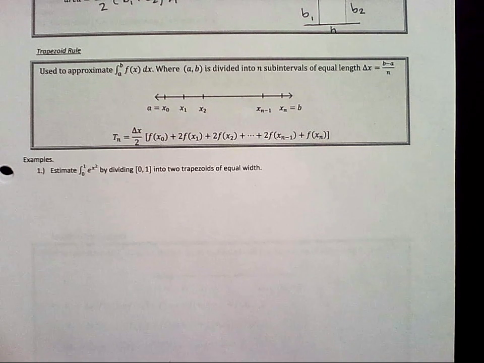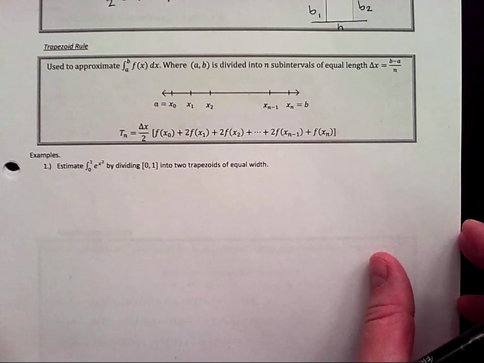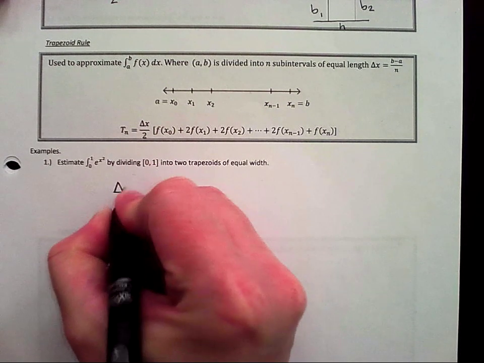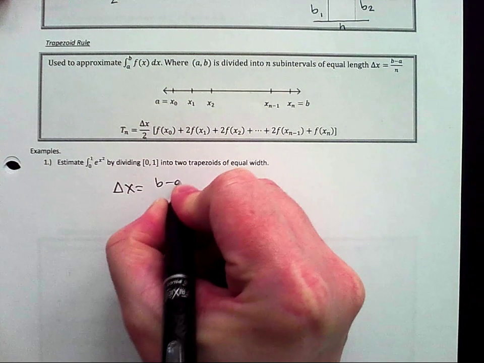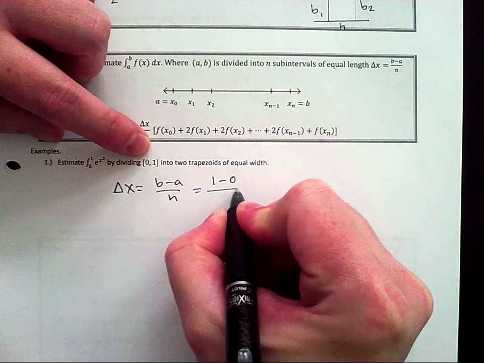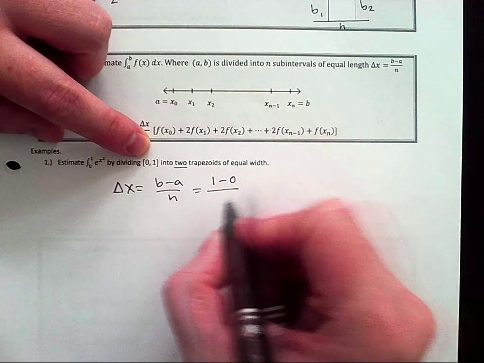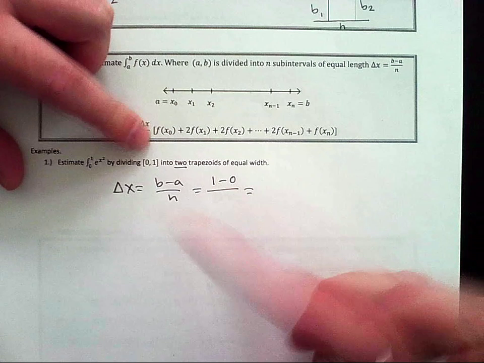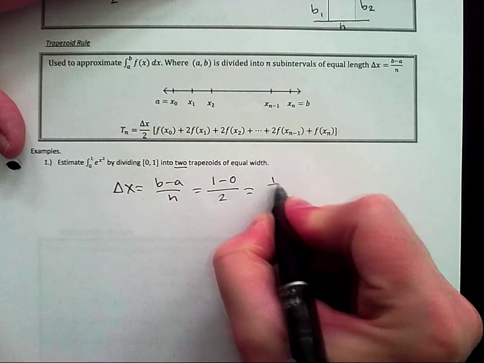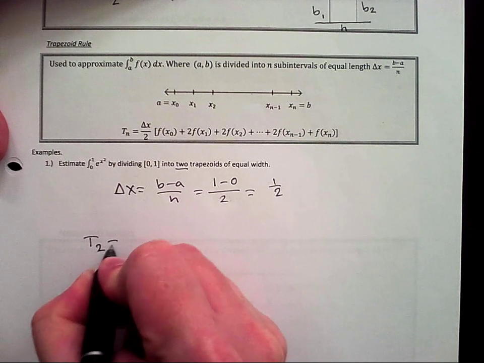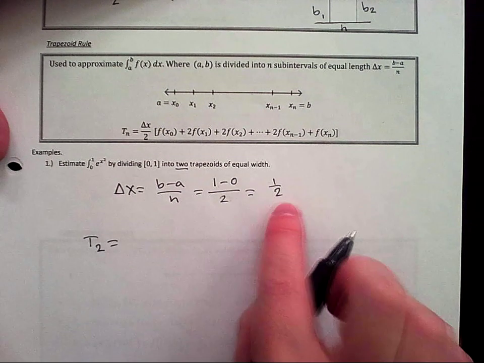All right, so let's estimate the integral from 0 to 1 of e to the x squared by dividing 0, 1 into 2 trapezoids of equal width. Okay, so we're just plugging into the formula, right? First, we need to figure out delta x. Delta x equals b minus a over n. b is 1, a is 0, over 2 trapezoids. So that's b minus a over 2, so that's 1/2.